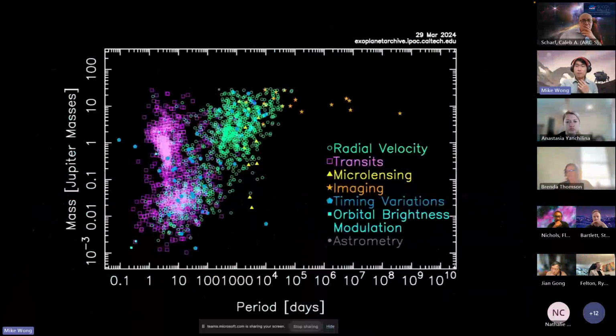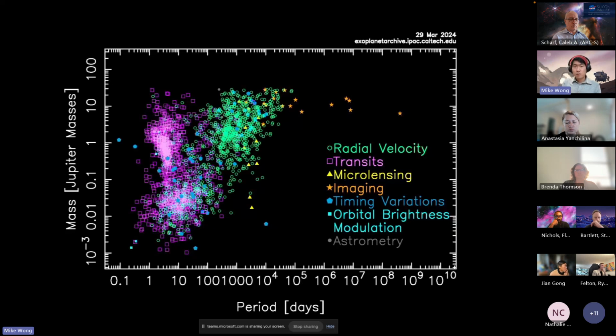Now, no exoplanet talk would be complete without a plot like this. What I'm showing you are those 5,000 plus exoplanets that we've confirmed to date, plotted on a graph where the x-axis is the period of that planet's orbit in units of Earth days. The y-axis is the mass of that exoplanet given in Jupiter masses. Every single point you see on this plot is one of those confirmed exoplanets, and the data points are colored by their detection technique. So you can see that most exoplanets discovered so far have been discovered either through the radial velocity technique or the transit technique.